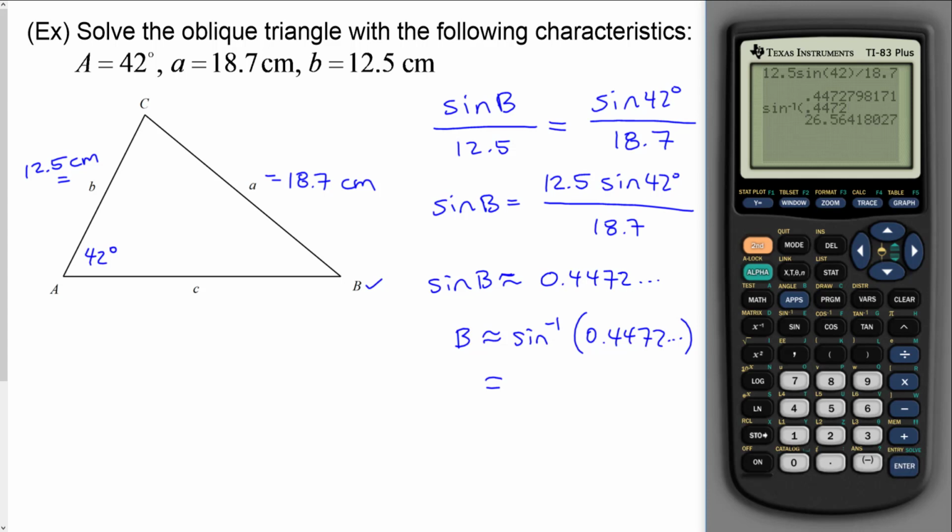0.4472. And so to the nearest integer is what I'll use since that's what my other angle is in. I have 27 degrees. So angle B is about 27 degrees.